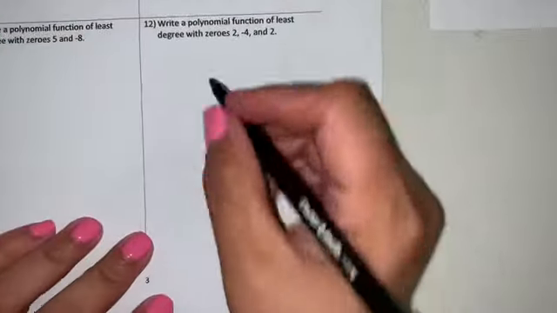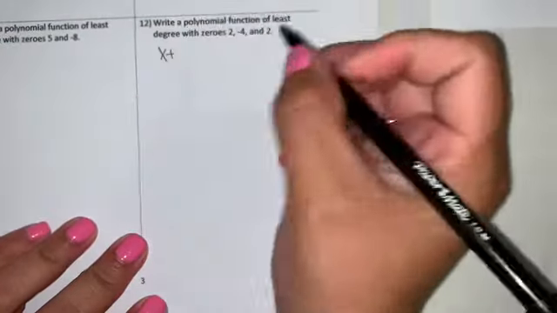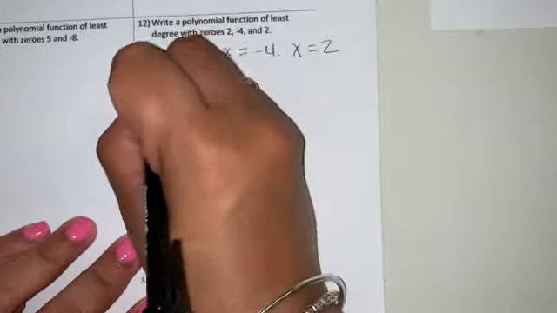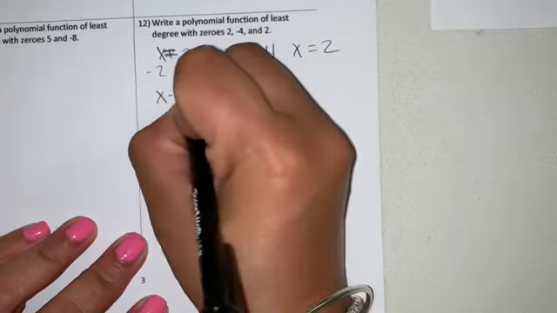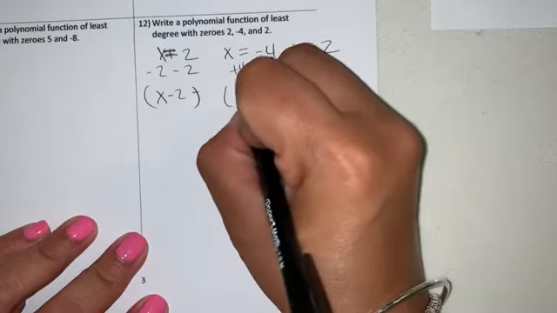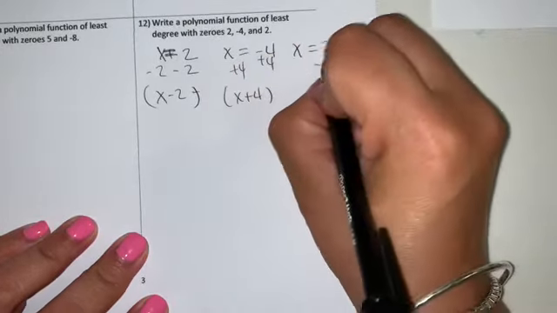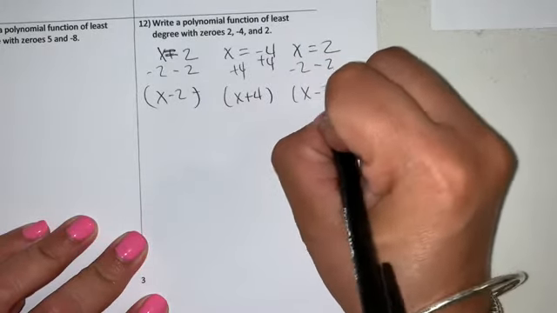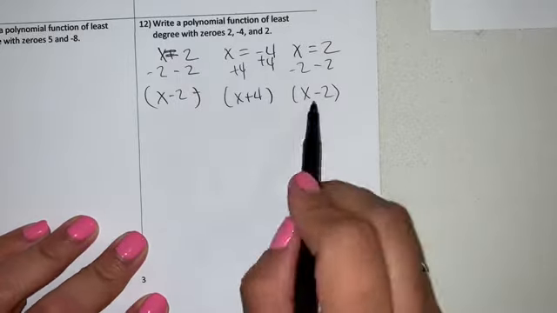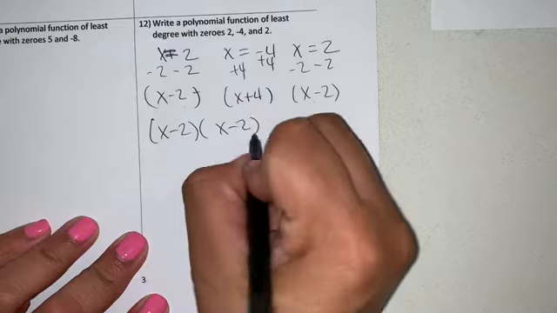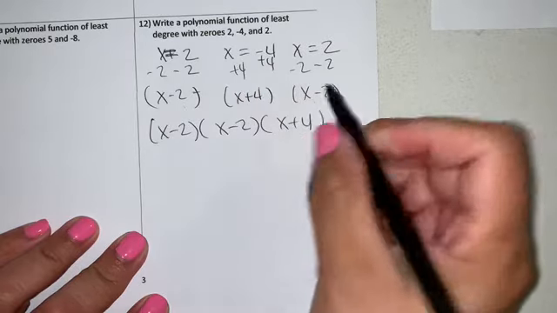Okay, this is the last one. You have x equals 2, x equals negative 4, x equals 2. So this is minus 2, x minus 2. That's one factor. That's plus 4. That's my second factor. Minus 2, x minus 2 is my last factor. So I have two of these and that. So x minus 2 times x minus 2 times x plus 4. You can take them out of order.